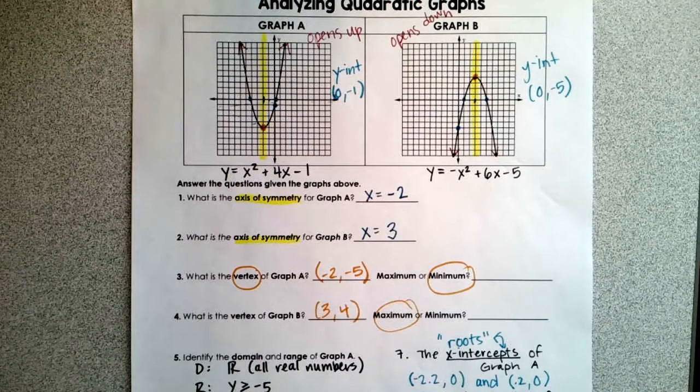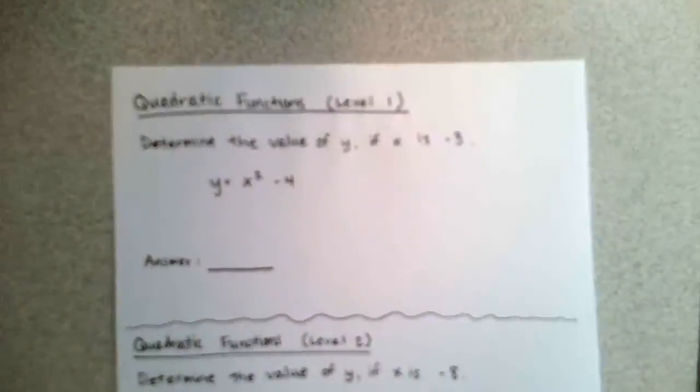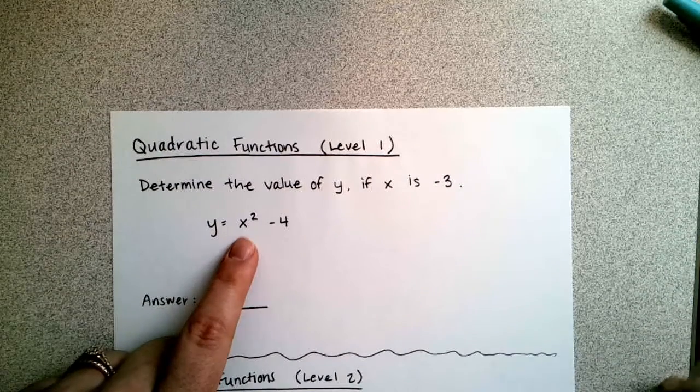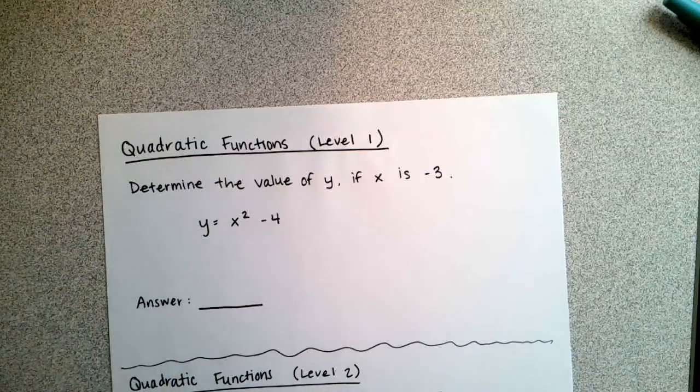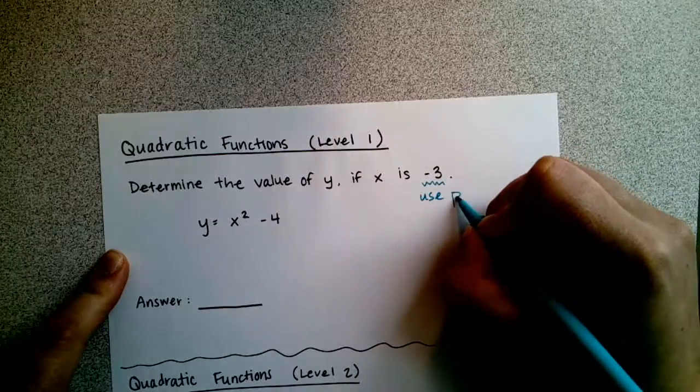One more type of problem that you're going to be seeing in your online homework is just kind of an order of operations problem. So this is what the problems will look like. This one is called Quadratic Functions Level 1, and the directions say determine the value of y if x is -3. So all that's asking you to do is, here's our equation. We're going to plug in -3 for x. And remember, anytime you plug in a negative number, use parentheses.